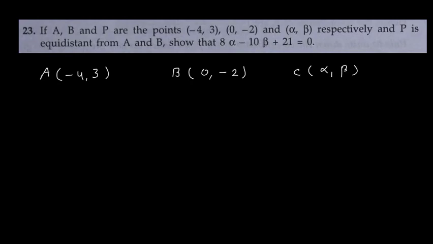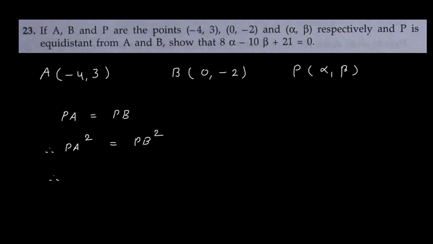P is equidistant from A and B, that means it is given that PA is equal to PB. Okay, this point is P, not C. We will say that this is point P. So PA is equal to PB is given, and I have to find the relation between alpha and beta. So PA is equal to PB, therefore PA square is equal to PB square.